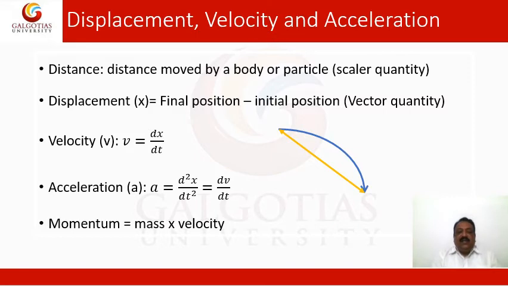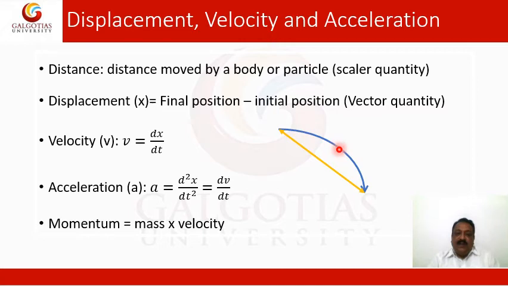Then the next basic thing which we will be talking about here is distance and displacement. Now, if you see my pointer, the blue vector has a tail and then it has a head. If a body is moving along the blue line, as I am showing, the total scalar distance covered, the length of this blue path, will be considered as the distance traveled by the body. So, distance is the distance moved by a body or particle. It is a scalar quantity.